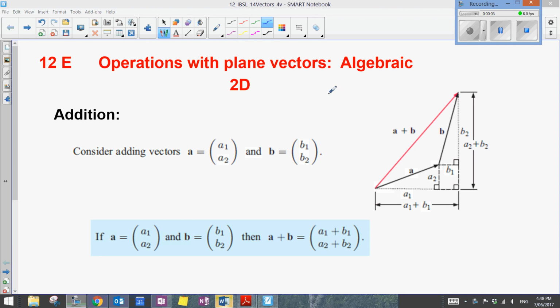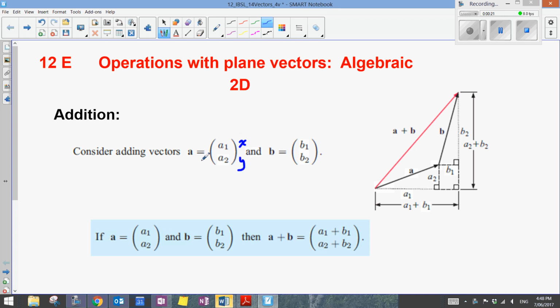Hello, IB. We're looking at 12E and 12F, so both of these sections in this one video. Operations with plane vectors. Vectors in two-dimensional space are vectors that are drawn on a plane, so they have two directions, our x direction and our y direction.